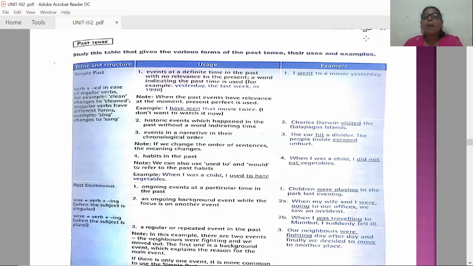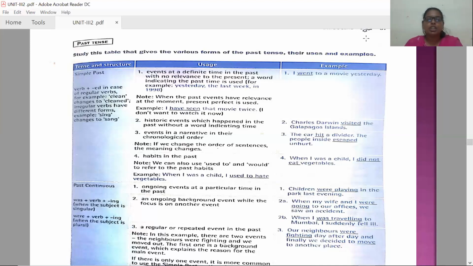The next one, habits in the past. When you are talking about regular habitual activities in the past, you can use simple past, but we can also use the structure would to indicate past habits. Not only the simple past verb form, you can also use used to and would to talk about past habitual activities. Now let us see the example for habits in the past. When I was a child, I did not eat vegetables. This is a past action. And when I was a child, I used to hate vegetables. That is, the used to construction. This is about simple past tense.